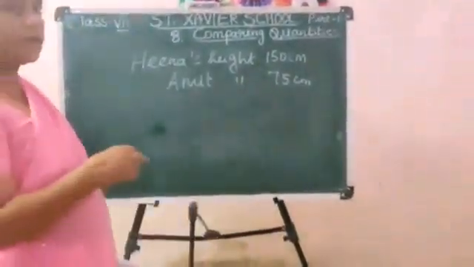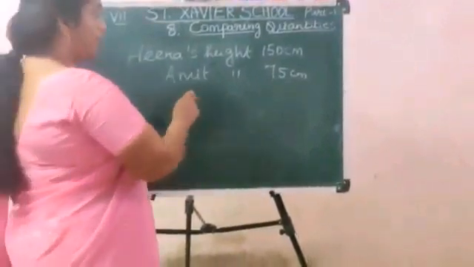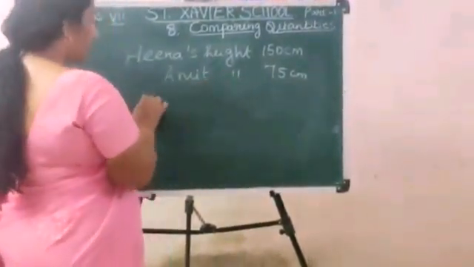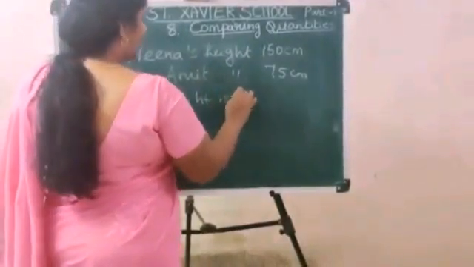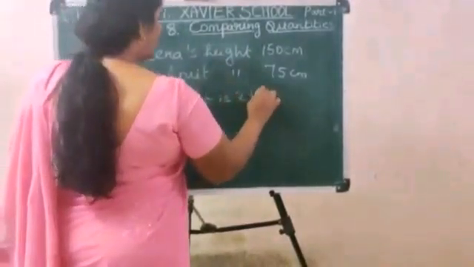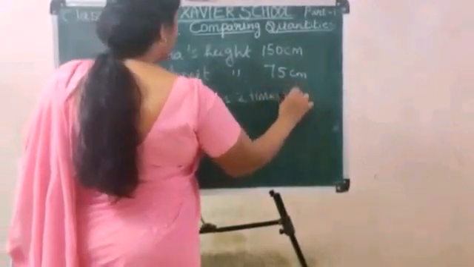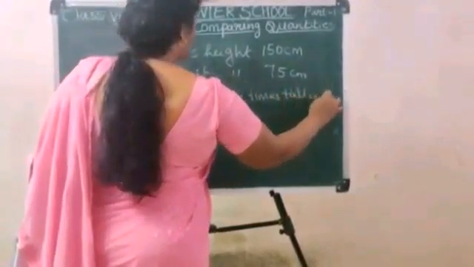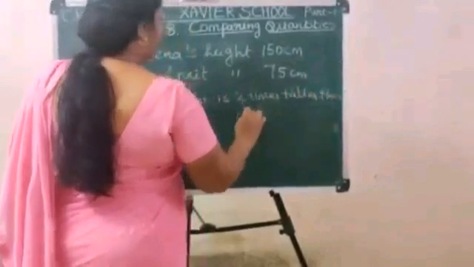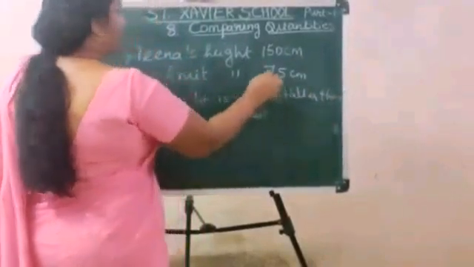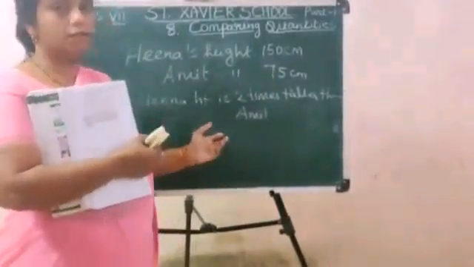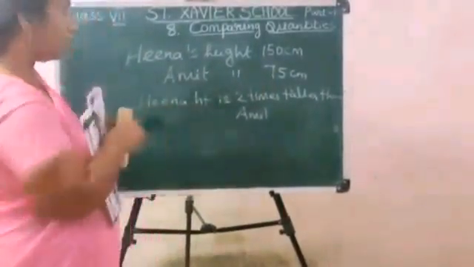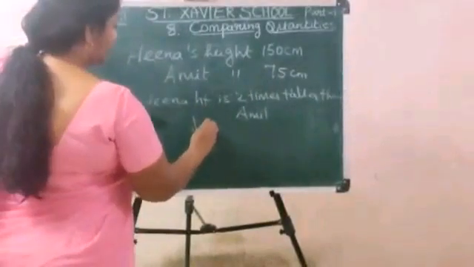Here, Hina's height is 150. So how will we write it? Hina's height is 2 times taller than Amit. Amit's height is 75, so 75 multiplied by 2 will become 150. So this is the comparison. This is called a ratio.